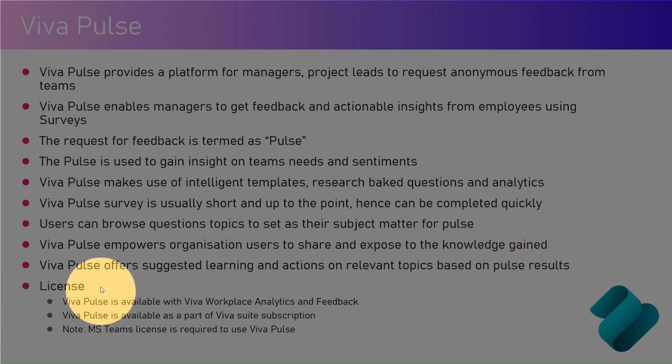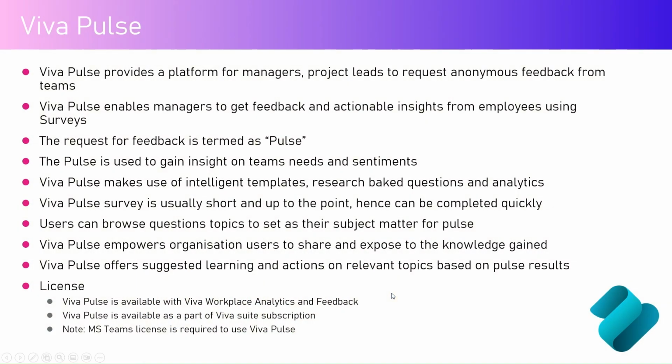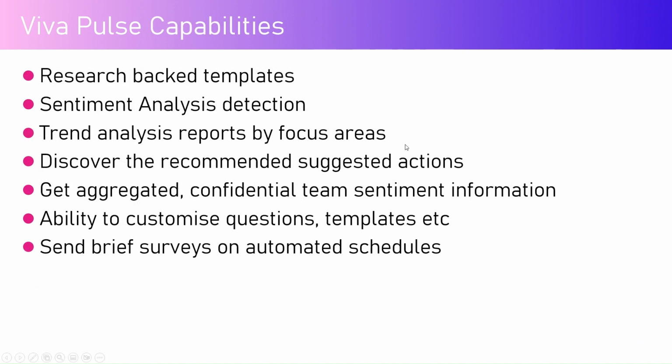Viva Pulse, from a licensing perspective, is available within Viva Workplace Analytics and Feedback. Viva Pulse is available as a part of the Viva Suite subscription. Note, a Microsoft Teams license is required to use Viva Pulse. So, it's not just a standalone Viva Pulse license; you need to have a Microsoft Teams license. Alongside, you need either a Viva Suite subscription or a Viva Workplace Analytics and Feedback subscription.